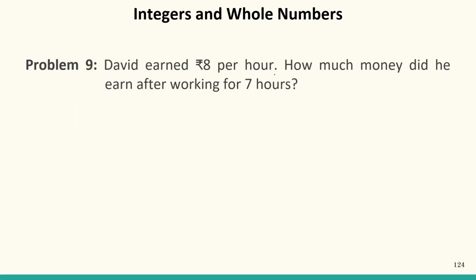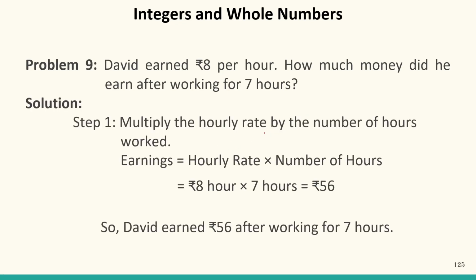8 rupees per hour. So how much money did he earn after 7 hours? 7 into 8 will be the answer. So 8 into 7 is equal to what? 56. Okay, so this will be 56. So multiply the hourly rate by the number of hours. 8 rupees into 7 hours is equal to 56 rupees. So Dravid earned 56 rupees after working for 7 hours.